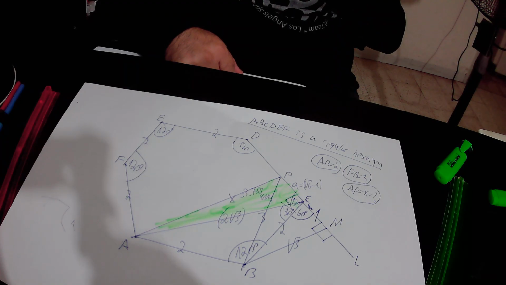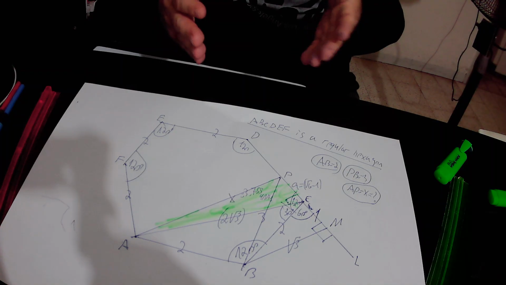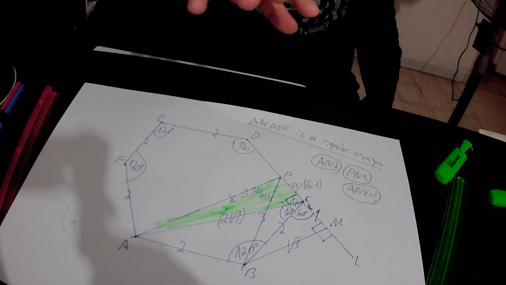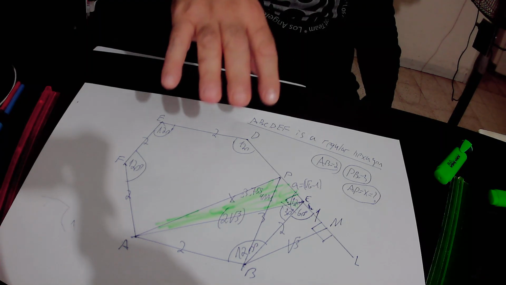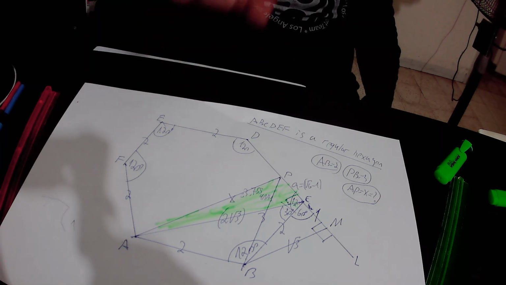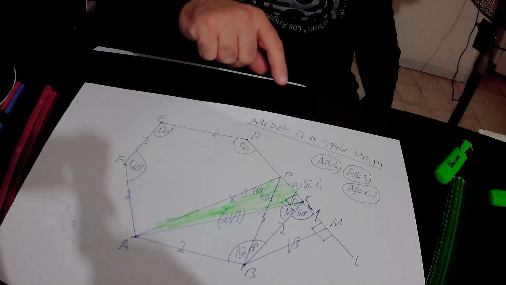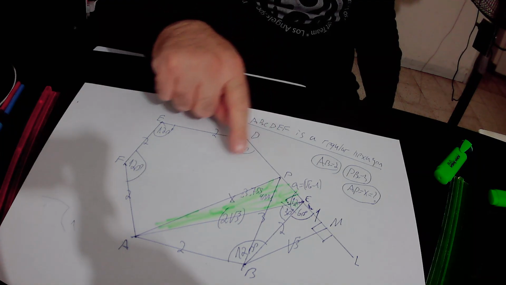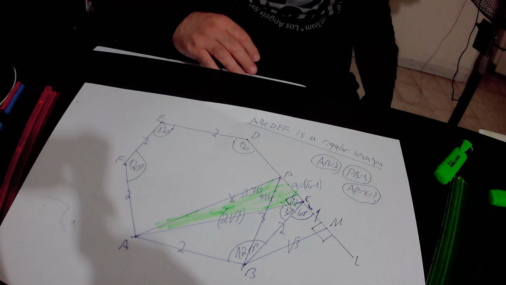And I repeat again that all the 6 interior angles of this regular hexagon are equal to each other, and all the sides are equal to each other. Our mission is to find the length of line segment AP, which is equal to x, to find the value of x.